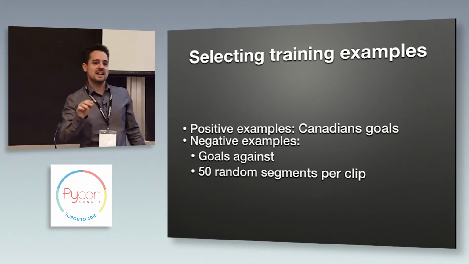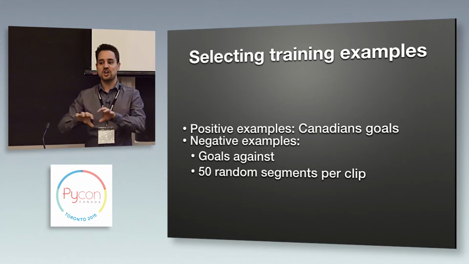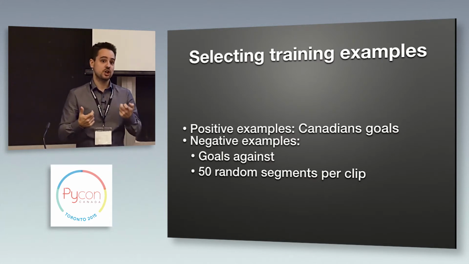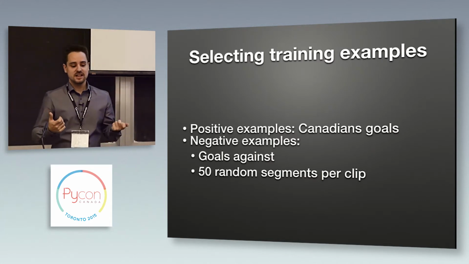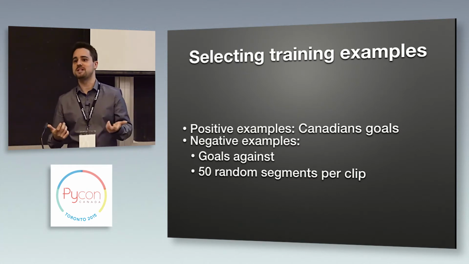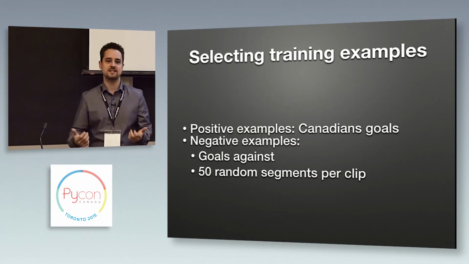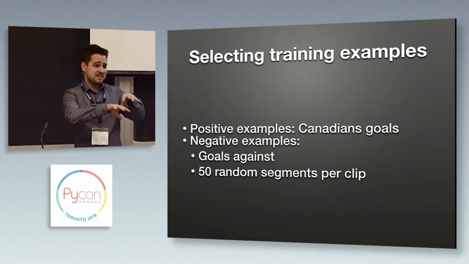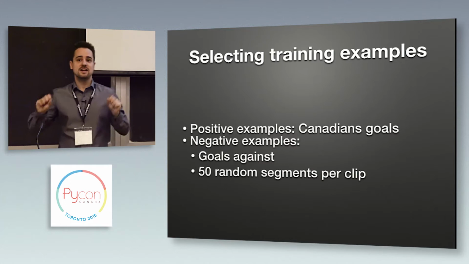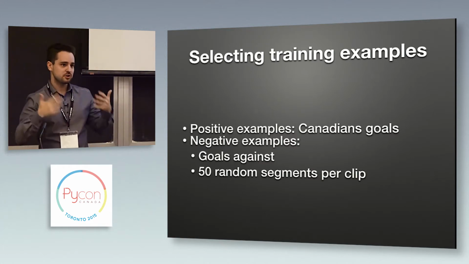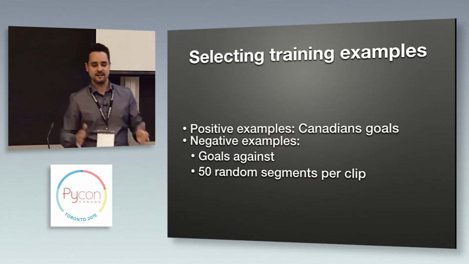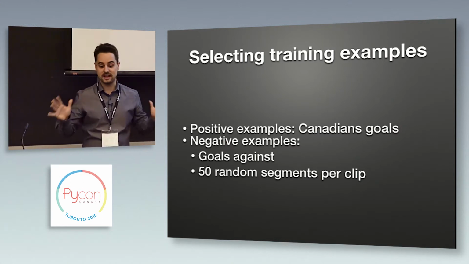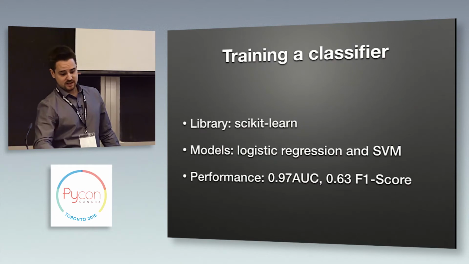So as explicit negative examples, we need to give all the goals against so that the model is able to differentiate what a good and bad goal sounds like, which is probably why it's not using the goal horn, because the goal horn can be present in both cases. Also, we randomly select 50 segments from every highlight to give as negative examples, so the model can also learn what a normal game sounds like. That way, it has a good idea of everything that can happen during a game.